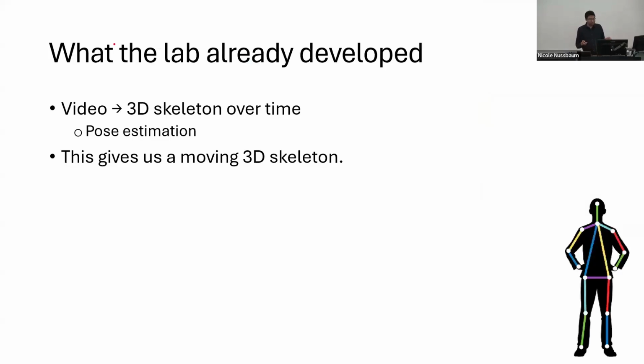The lab has already developed a system that takes video and turns it into these 3D skeletons over time using pose estimation. And what I mean by 3D skeleton is joints moving through time. For each point in time, it tells you the 3D location of every joint. So this has already been taken care of, and what we get is a moving 3D skeleton.